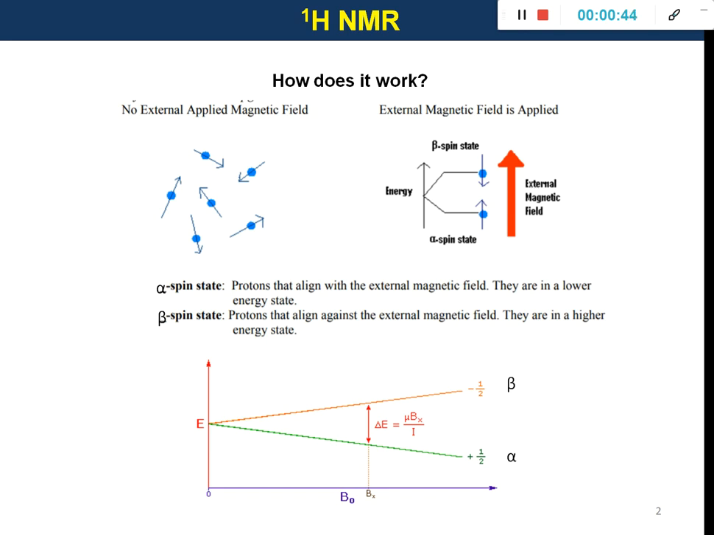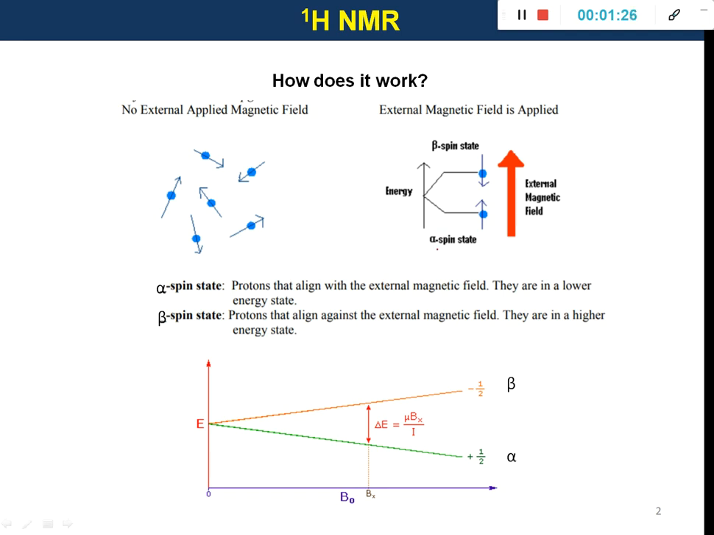So NMR, how does it work? We have already discussed the principle in the previous video, so we will just recollect it. The atomic nucleus is a spinning charged particle and it generates a magnetic field. In the absence of an external applied magnetic field, the nucleus spins in random directions. But when an external magnetic field is present, the nuclei align themselves either with or against the magnetic field.